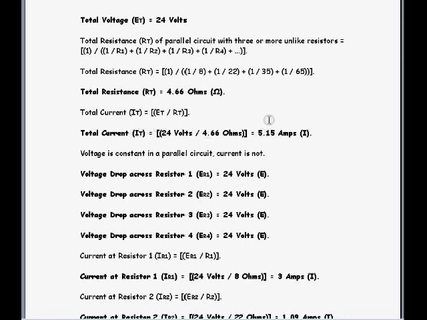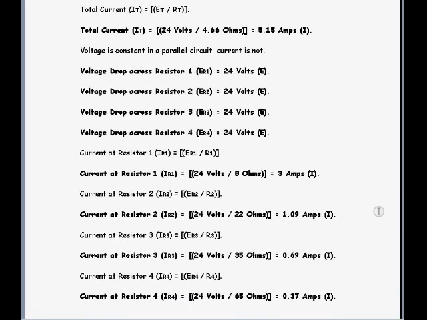So we take total voltage divided by total resistance, so total current is 5.15 amps. The voltage drop across resistors 1 through 4 is 24 volts each because it is parallel. The voltage stays constant. There were no resistors in series in between those parallel branches to drop the voltage, so they remain constant. And then current at resistor 1, again, that is solving for I in Ohm's law. So 24 volts divided by 8 ohms at resistor 1, so 3 amps at resistor 1, 1.09 amps at resistor 2, and on and on.